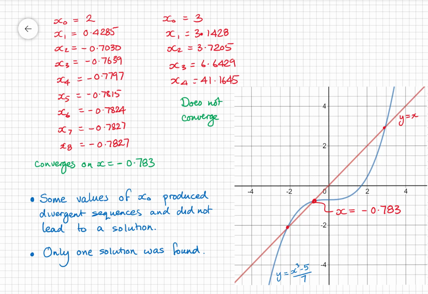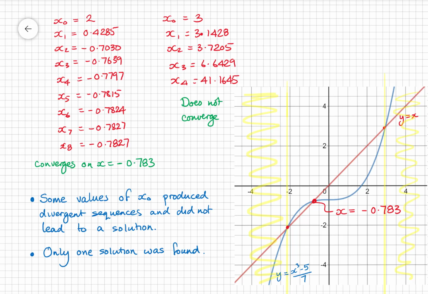We can see that starting values that were the other side of an adjacent solution led to divergent sequences. So any starting value above 2.949, the solution to the right, would diverge, and similarly any starting value that was less than minus 2.166 would also give a divergent sequence, whereas any starting value that was between those two missed solutions would eventually converge on the middle solution, minus 0.783.